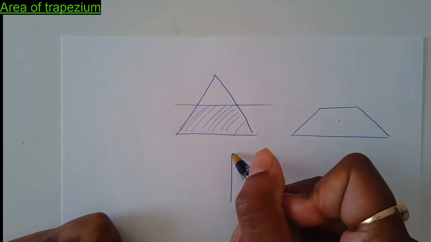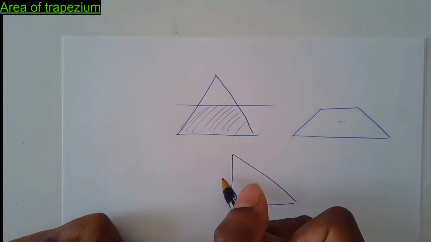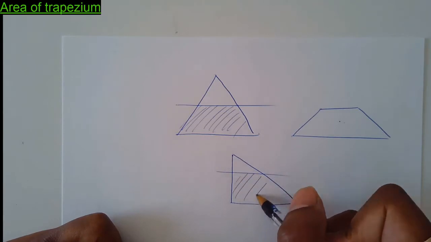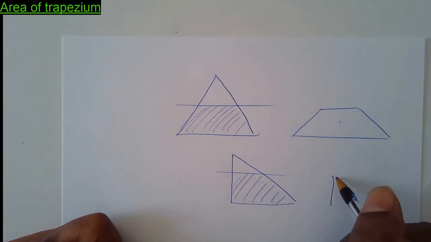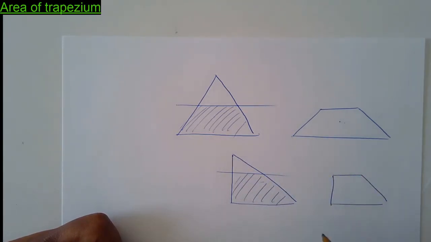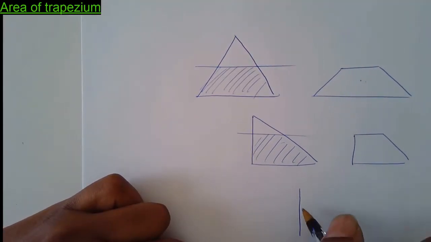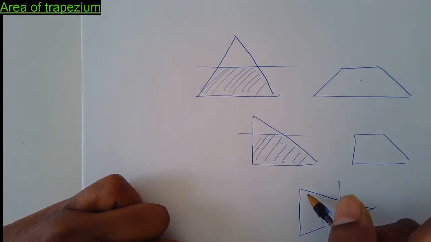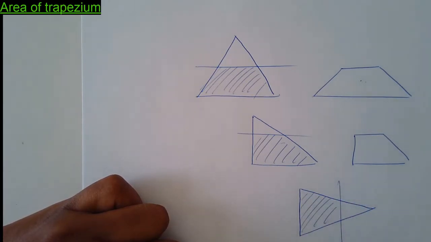You could have a triangle like this, chop, and that bit is a trapezium. You can have a triangle on its side like this, chop the top off the triangle, and that bit there is a trapezium.